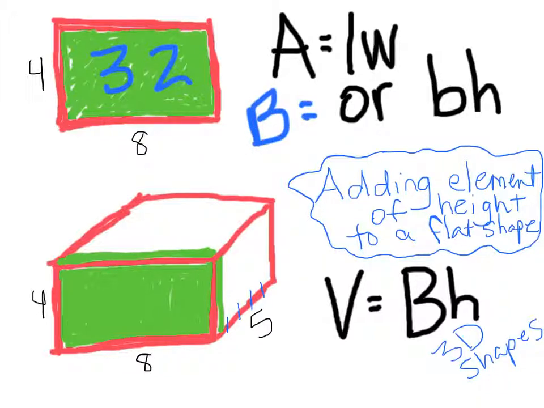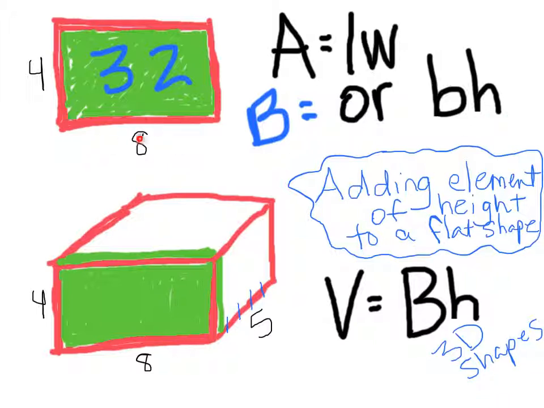And to find volume, we simply find out how many layers of B will fit in the prism. The number of layers is the height of the prism. The height is not the same as the height used in the big B, or the area. So in other words, this height right here is not the same as this height right here.